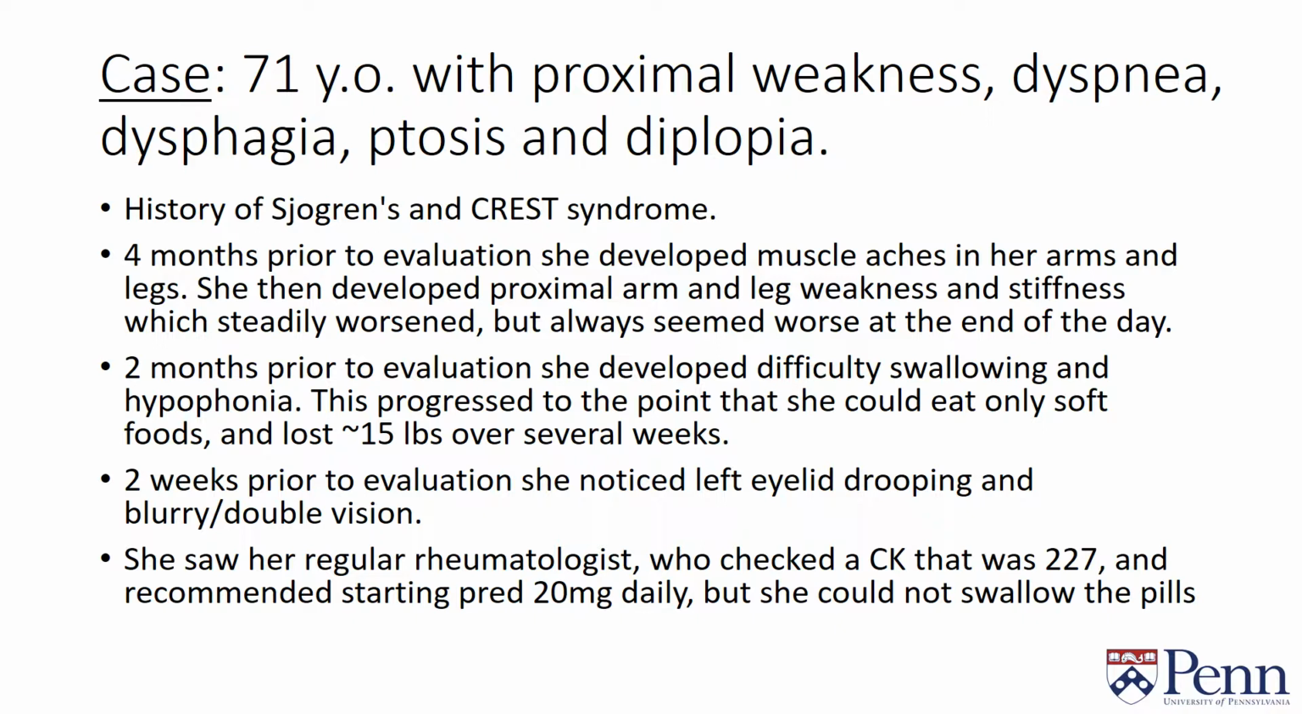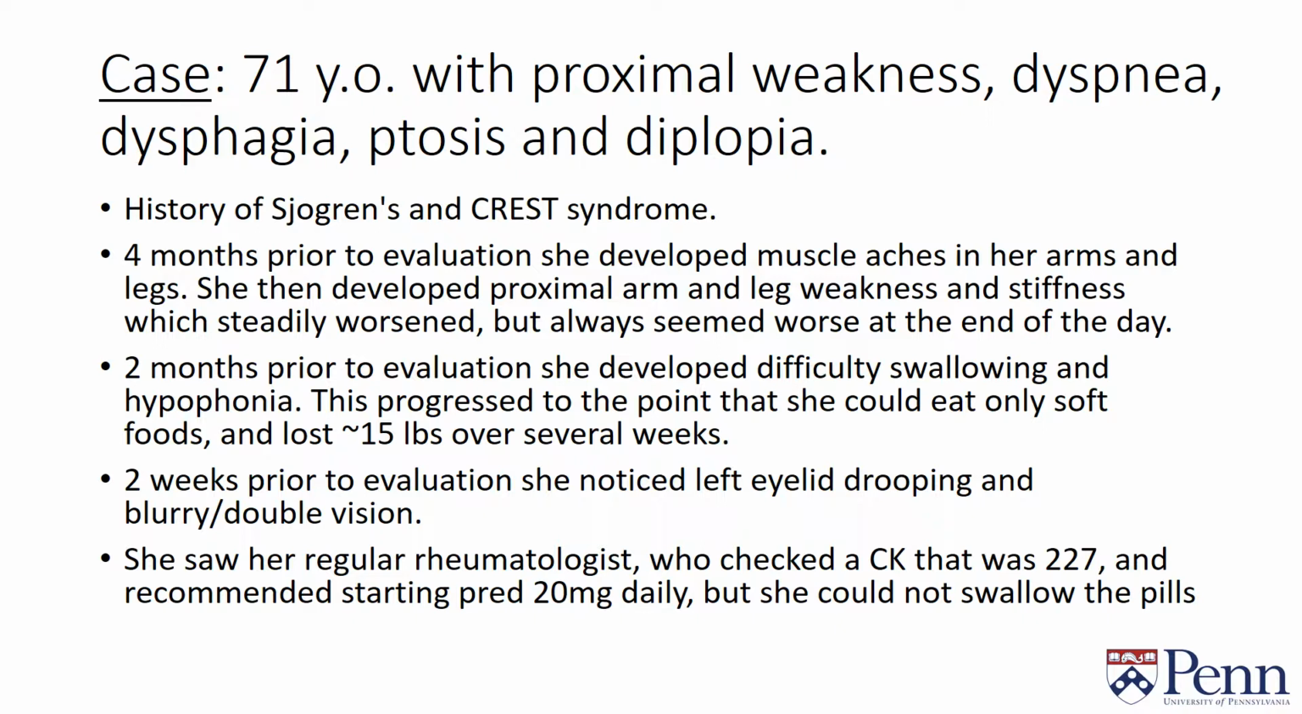Our second non-myopathy, non-myositis case is a 71-year-old woman with proximal weakness, dyspnea, dysphagia, ptosis, and diplopia. She has a rheumatologic history and had been followed by a rheumatologist. She had 4 months of muscle aching in her arms and legs prior to being evaluated in our clinic. She then developed proximal arm and leg weakness, which worsened as the day went on. She had 2 months of difficulty swallowing and some problems generating volume of her speech, and her dysphagia had progressed to the point where she was not taking in enough food and had lost quite a bit of weight.